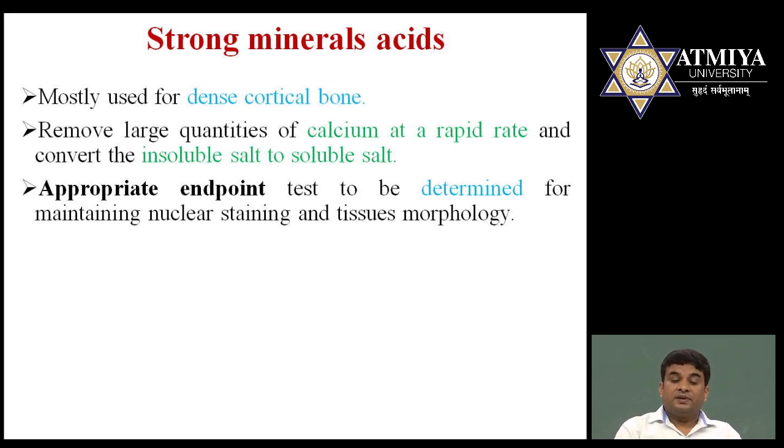Strong mineral acid removes the calcium very fast. In this case you should be very careful and detect the appropriate end point. If you do not determine the appropriate end point, the tissue will get over-decalcified, then the morphology of the tissue will be changed, and moreover it will create a problem for nuclear staining. So you should be very careful when using strong mineral acid based decalcification reagents. Mostly it is used for hard cortical bones.